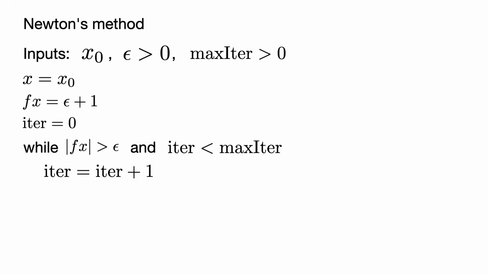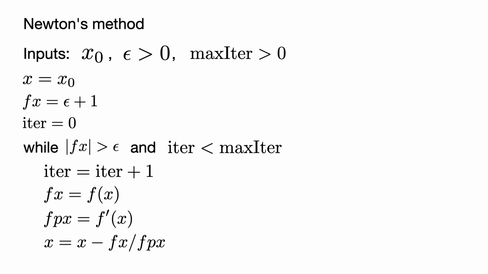So once iter gets to max iter, we break out regardless of what the value of our function is. And now you see why we set fx equal to epsilon plus 1. That way, at least initially, fx is greater than epsilon. So we enter our loop. In each iteration, we evaluate the function and its derivative at x, and then we do a Newton update.